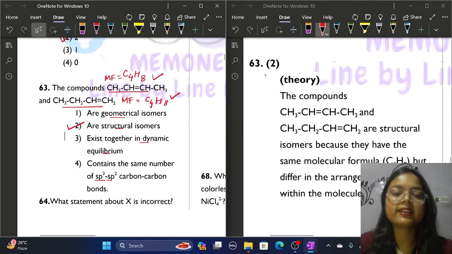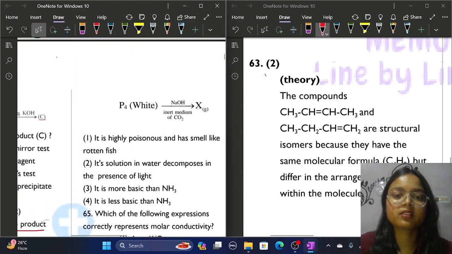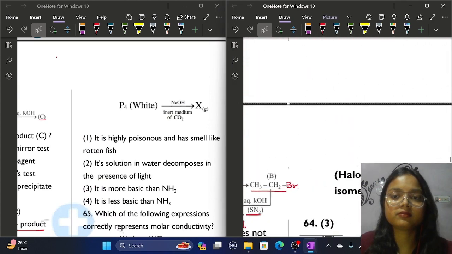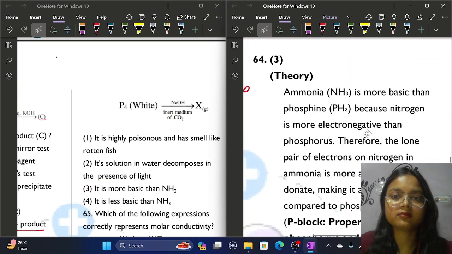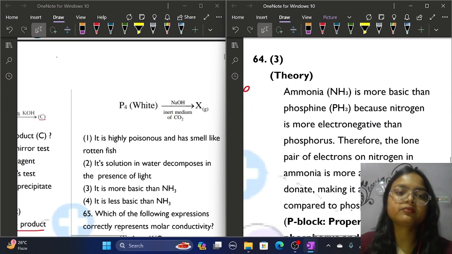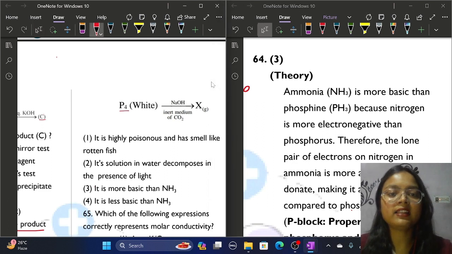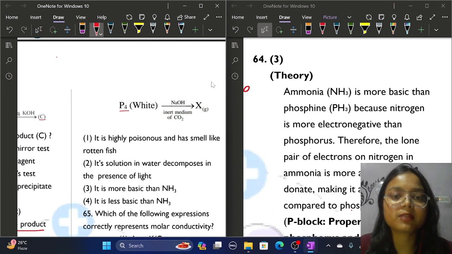What statement about X is correct? So here P4 is white phosphorus, and in the presence of NaOH and an inert medium of carbon dioxide it gives the product X. What are the options? It is highly poisonous and has a smell like rotten fish. Its solution in water decomposes in the presence of light. It is more basic than ammonia. It is less basic than ammonia.